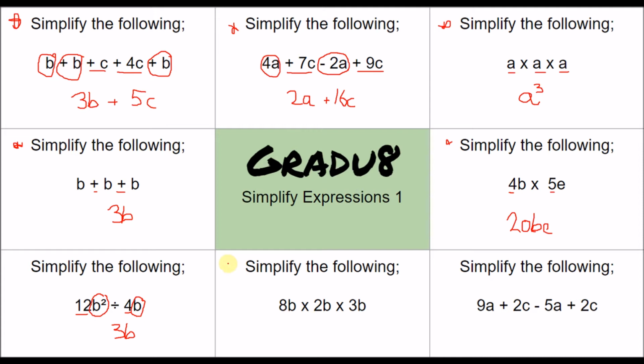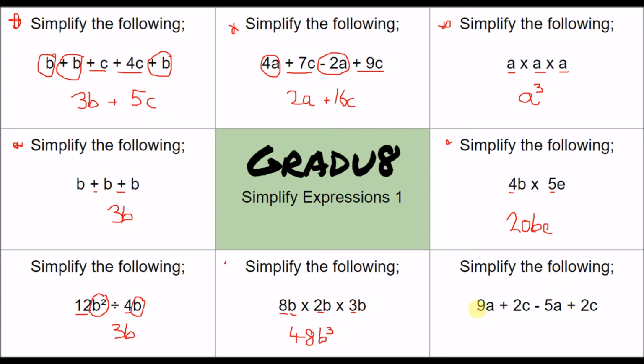So this one over here is a slightly larger version of this question up here. So take your normal numbers, so 8, 2 and 3, okay, and what you're going to do then is multiply all of those together, so 8 times 2 times 3 is going to give you 48. So you've got 48, and then you've got B and B and B, and remember they're multiplying, so it's going to be B to the power of 3. Okay, so that's 48B to the power of 3.